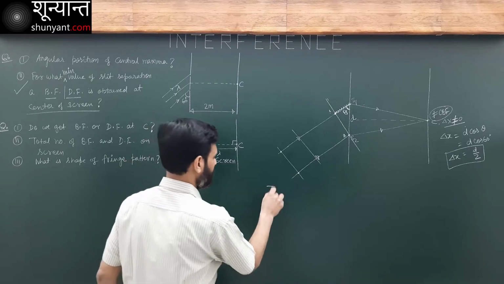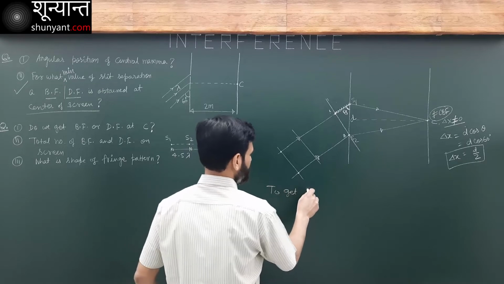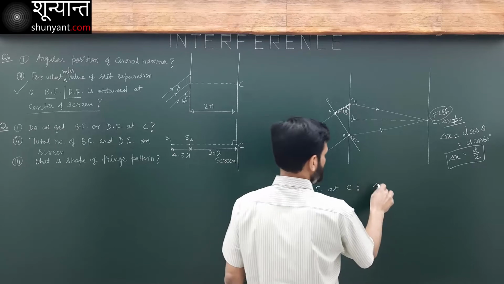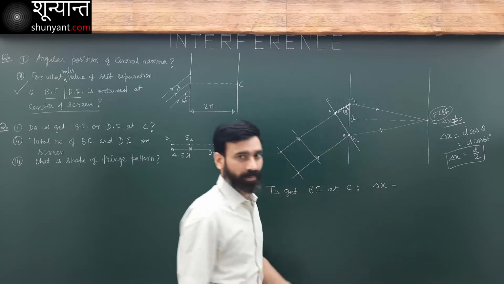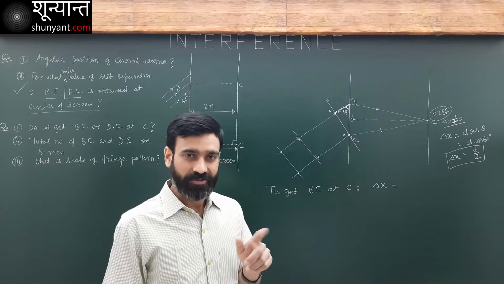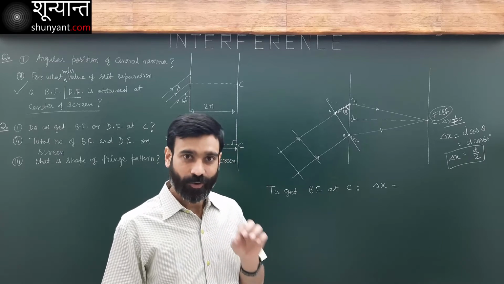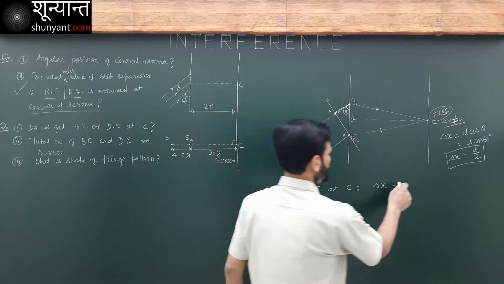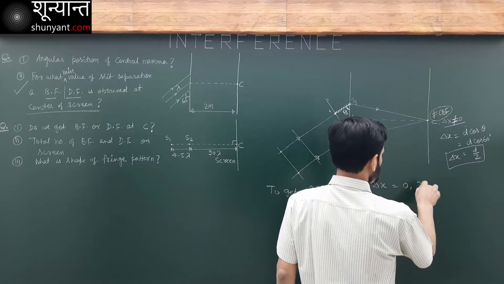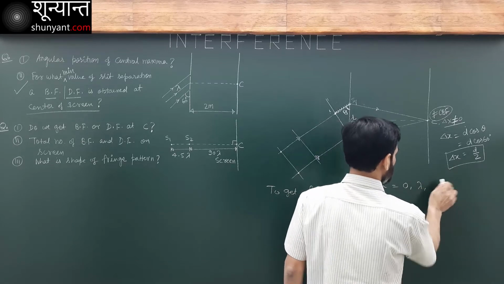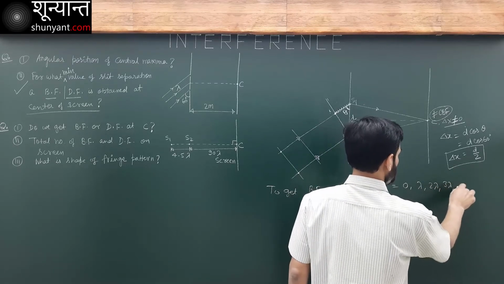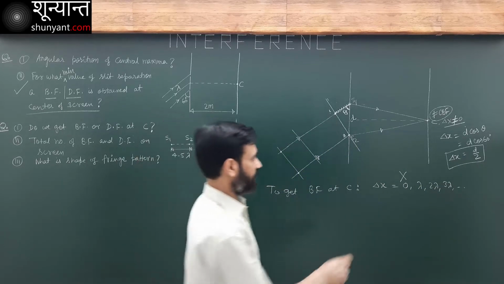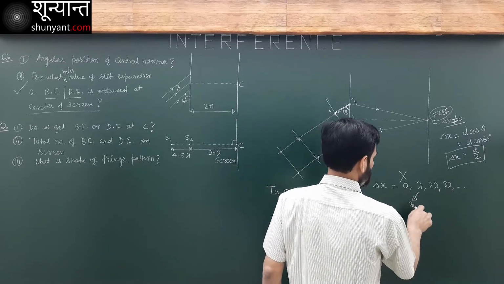Now to get a bright fringe at C, what should be the path difference? Delta x should be equal to what? It cannot be 0. We see it is not 0. Okay, it is d by 2. This should be equal to lambda, 2 lambda, 3 lambda, etc. 0 is not possible. That means this is the minimum.